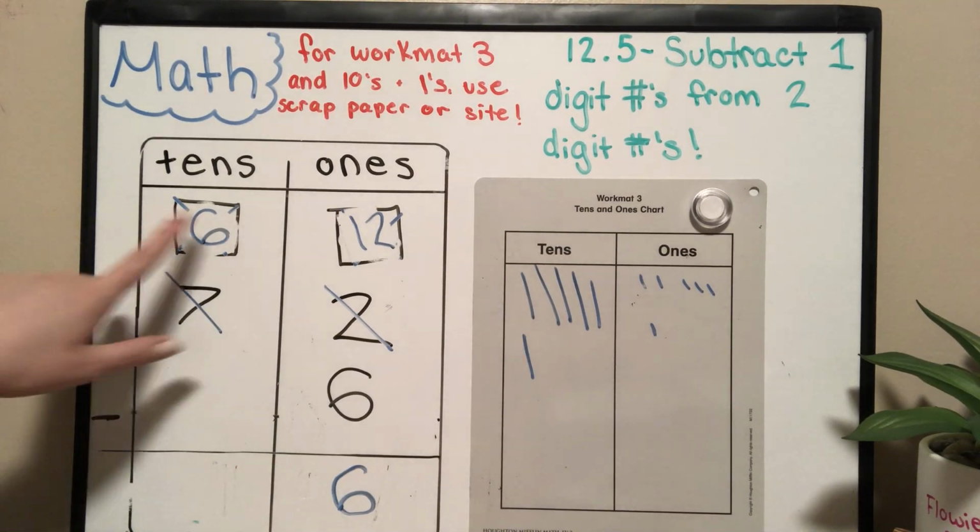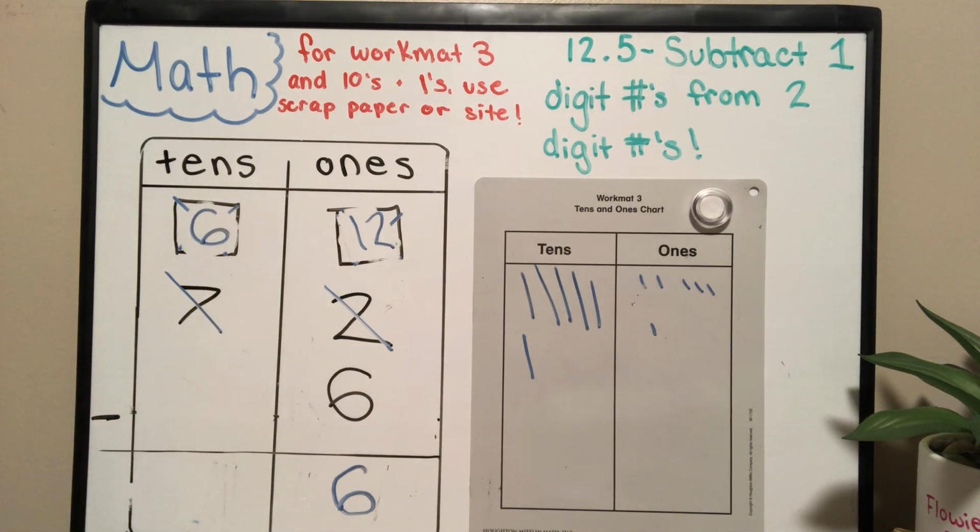And now for the 10s. 6 minus nothing equals, wonderful, not nothing, it equals 6. Haha. Cool, so our answer for number 4 is 66.